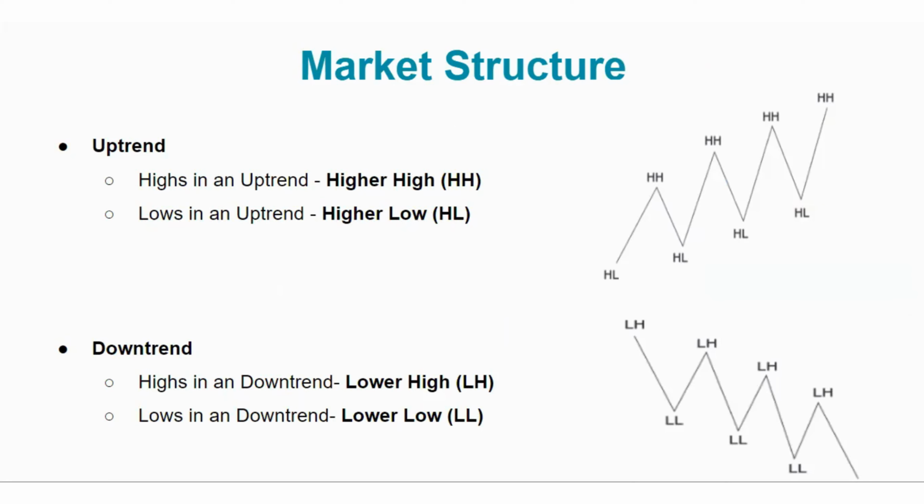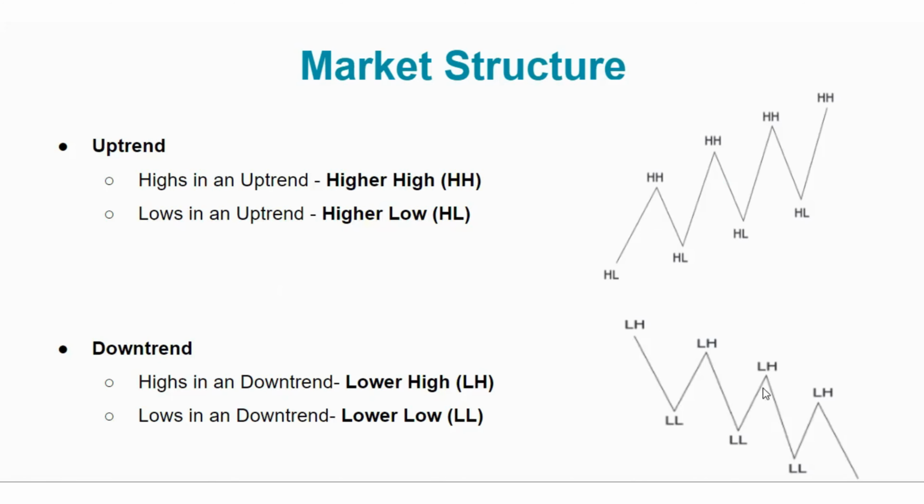In an uptrend, all the highs are called higher highs, and all the lows in an uptrend are called higher lows. So you see, here we have a sample uptrend, and all the highs in an uptrend are called higher highs, and all the lows are called higher lows. Basically, the first word is higher here. And in the downtrend, the first word is lower. That's the only difference. In a downtrend, the high is still the high, the low is still the low, but the first word is just lower instead of higher.